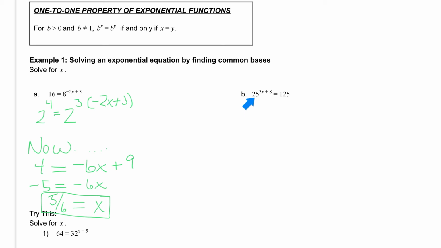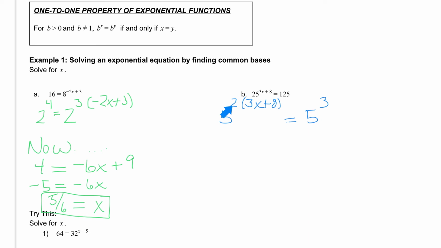Then let's take a look at letter B. This time we have a base of 25 and a base of 125. So 25 and 125, one thing you might think of is maybe 25 would work. But if you check 25 just raised to the 2nd power, you get 625, which is way more than 125. So that won't work. So then we can try the next most obvious, which would be 5. And we know 5 to the 2nd power is 25. So we can change this to 5 to the 2nd, remembering we have to multiply by whatever's originally there in that exponent, which is the 3x plus 8. And 125 is 5 to the 3rd power.